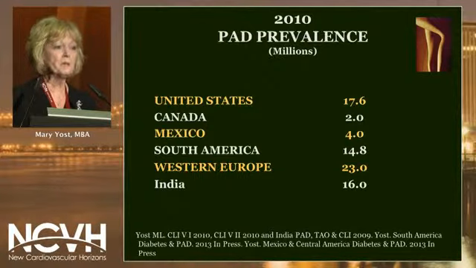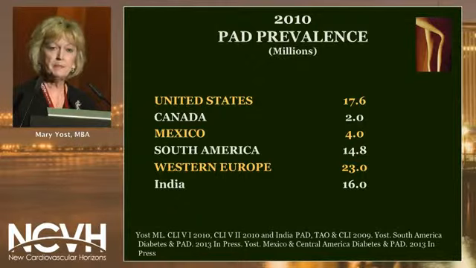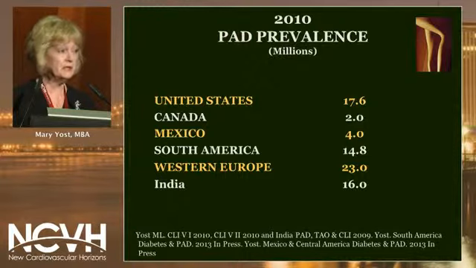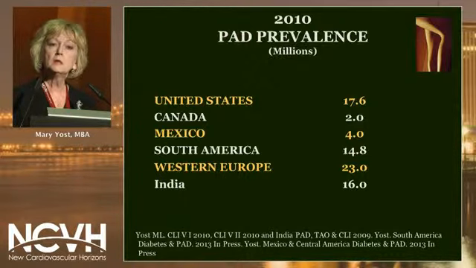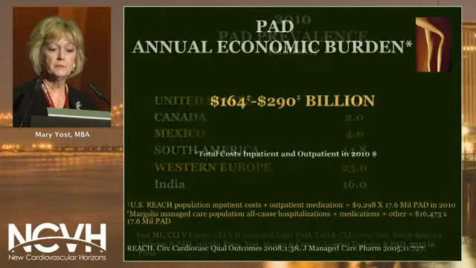If we look at PAD prevalence worldwide, basically this epidemic follows the epidemic of diabetes. So we have 2 million in Canada, 4 million in Mexico, almost 15 million in South America, 23 million in Western Europe, and 16 million in India.